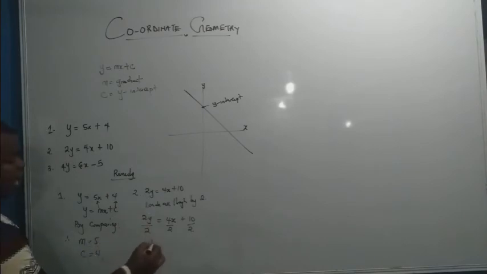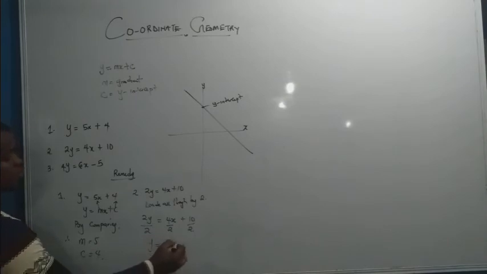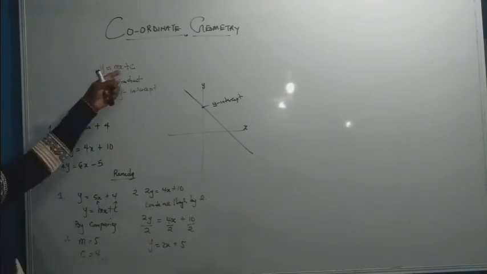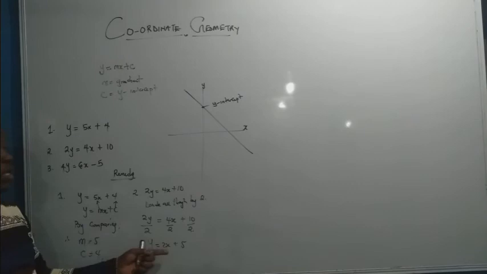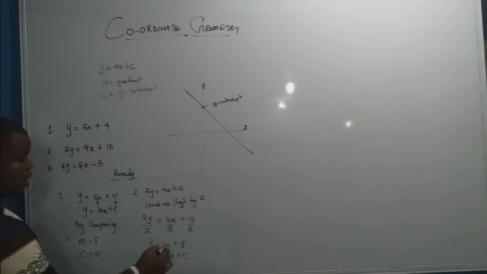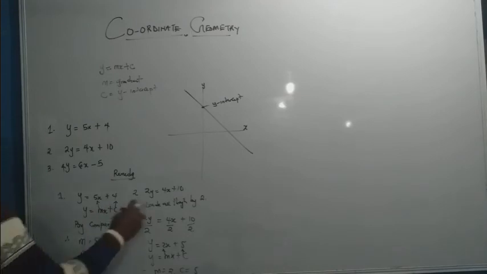So we have y is equal to 2x plus 5. You can see we now have it in the form y is equal to mx plus c. So y is equal to 2x plus 5, compared with y is equal to mx plus c. Is that clear? The m here is 2 and the c here is 5. Therefore, m is equal to 2 and c is equal to 5.